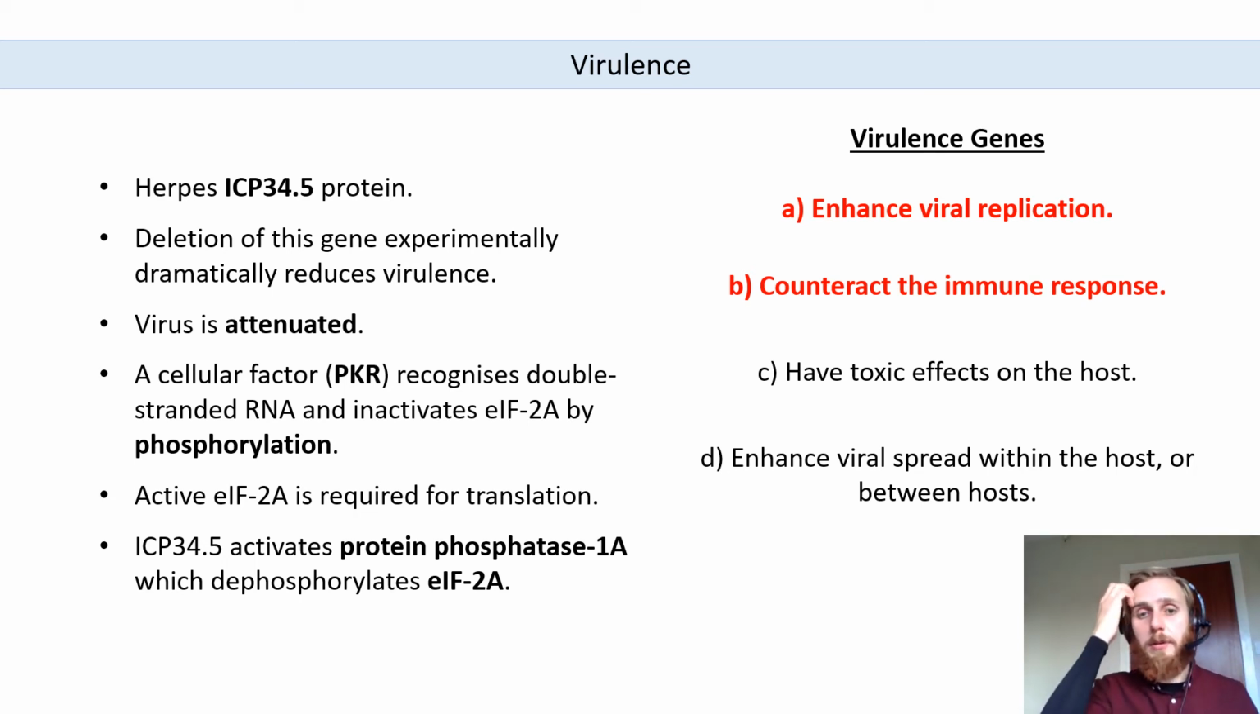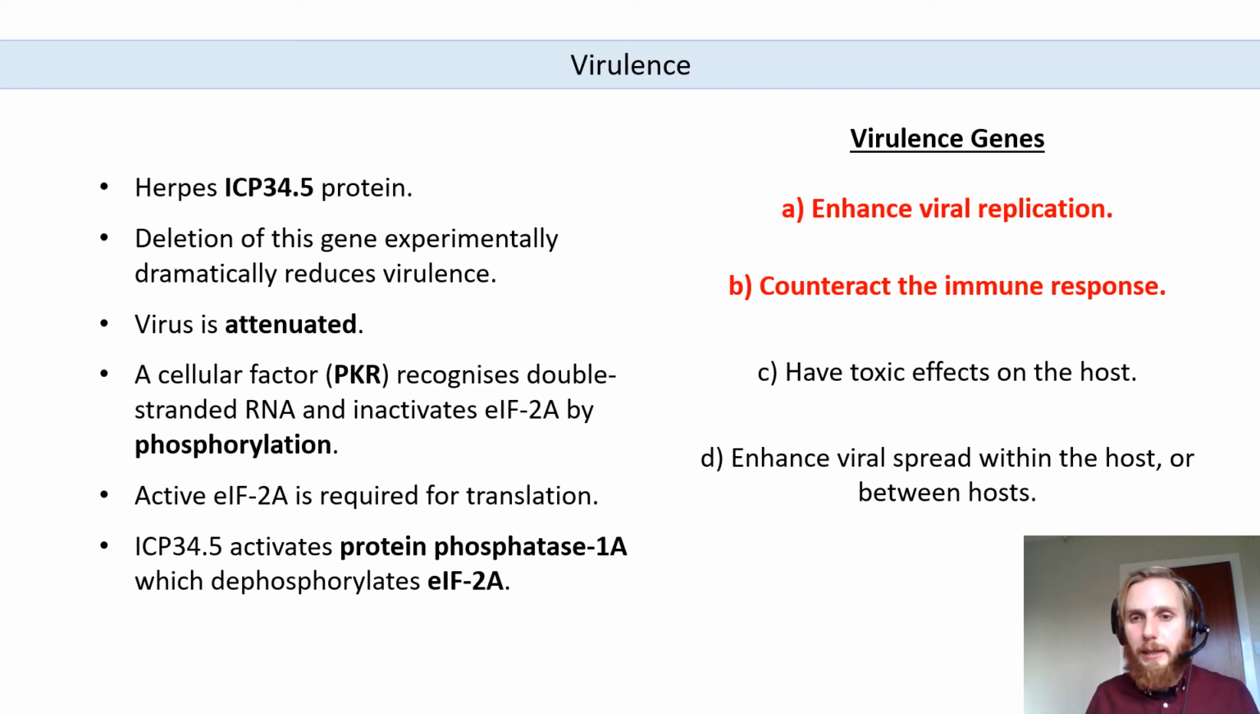ICP34.5 is a herpes virus protein that counteracts this. So it activates protein phosphatase 1A, which is a protein that essentially undoes what PKR has just done. So it dephosphorylates the protein that PKR has phosphorylated.